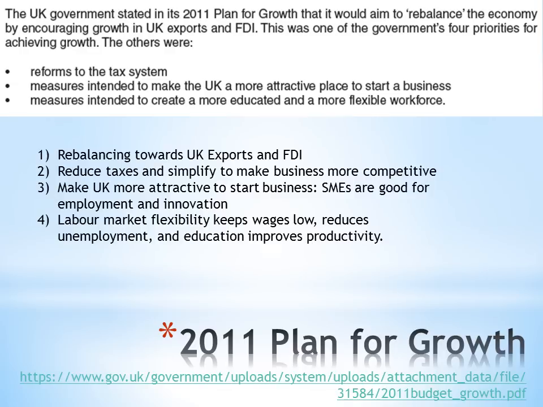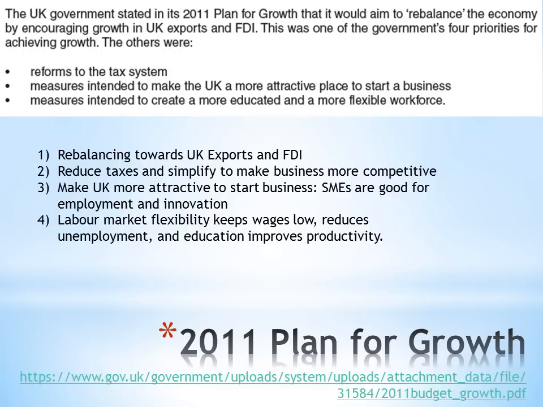From the extract then, here are the 4 points that are in the government's 2011 plan for growth. The first one in the main part of the text is the aim to rebalance the economy by encouraging UK growth of exports and foreign direct investment. This will obviously be a key part of the questions on this paper, this idea of rebalancing towards UK exports. And foreign direct investment will also improve the supply side of the economy, because it brings investment, this time from foreign firms, into the UK, starting factories, employing people like Nissan in Sunderland and so forth.